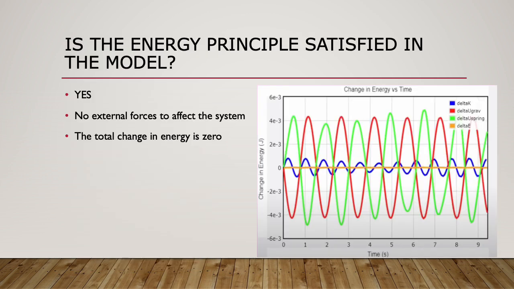A key question was, is the energy principle satisfied in this model? And the answer is yes, because to satisfy the energy principle, the change in energy must be equal to the work done by the surroundings. Since there is nothing acting on the system as it's a closed system, the change in energy must be equal to 0. In the graph, we can see that the change in total energy in the system remains constant at 0, which is the orange line going straight through the middle. This is because kinetic energy is equal but opposite to the potential energy of the system.